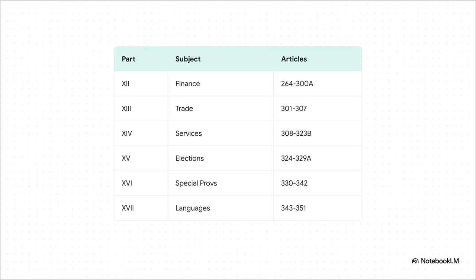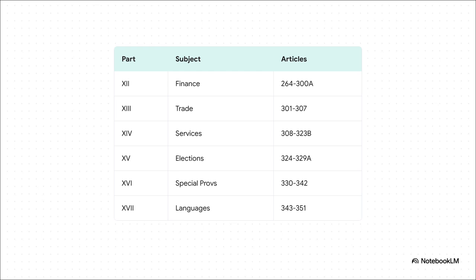If the previous sections were the engines, think of these parts as the massive administrative wiring that keeps the whole thing from short-circuiting. Part 12 handles the flow of money, meaning finance, property, and contracts, spanning Articles 264 to 300A. Then Part 13 regulates trade and commerce up to Article 307. Parts 14 and 14A set up essential public services and tribunals, all the way through Article 323B.